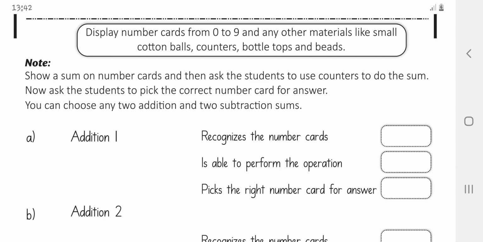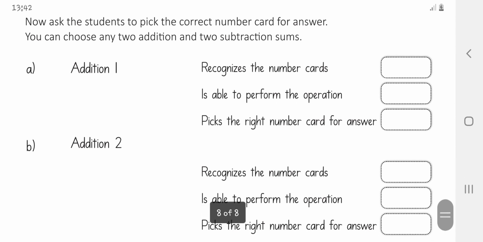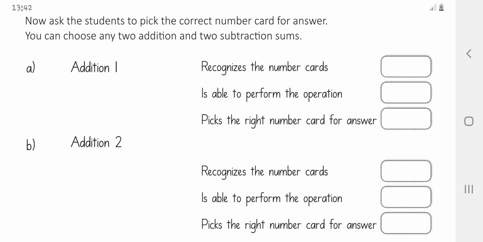So how are you going to do this part? Show a sum on number cards and then ask the students to use counters to do the sum. Now ask the students to pick the correct number card for answer. You can choose any 2 addition and any 2 subtraction sums. It's up to you. The students are going to perform 2 additions and 2 subtractions. How are you going to do it? First, show them the number cards. Like suppose, for example, your first question is 3 plus 2. So show them a number card representing the numeral 3 and ask them to pick 3 objects, whatever you are using for counting. For example, you're using cotton balls. So ask them to pick 3 cotton balls.